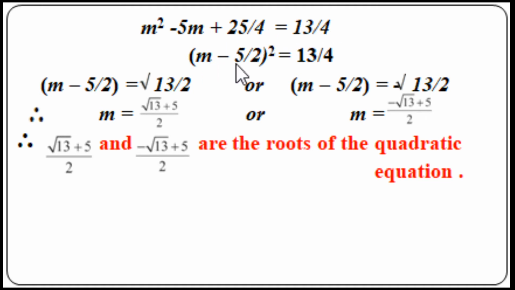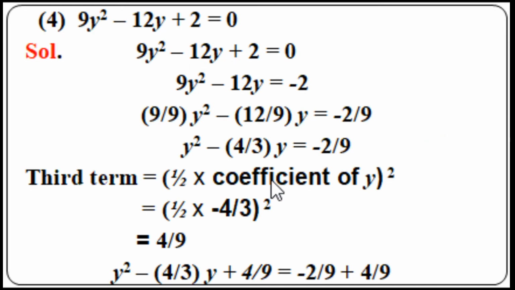This can be written as, by completing the square, m minus 5 upon 2 the whole square is equal to 13 upon 4. By taking the square root, m minus 5 upon 2 is equal to root 13 upon 2, or m minus 5 upon 2 is equal to minus root 13 upon 2. This minus 5 upon 2, when it comes to the right hand side, becomes positive. The denominators are equal, therefore root 13 plus 5 upon 2 and minus root 13 plus 5 upon 2. These are the two roots of the equation. Question number 4.